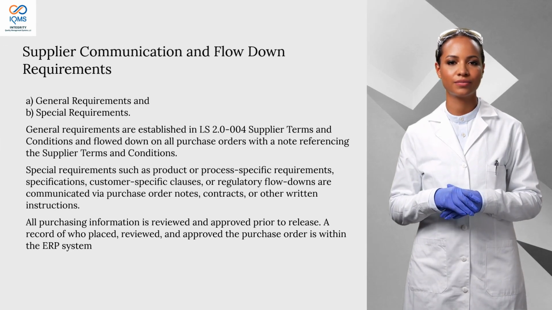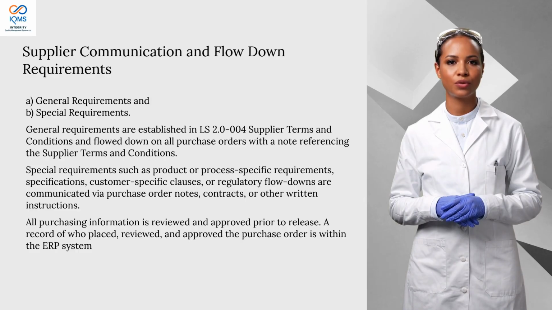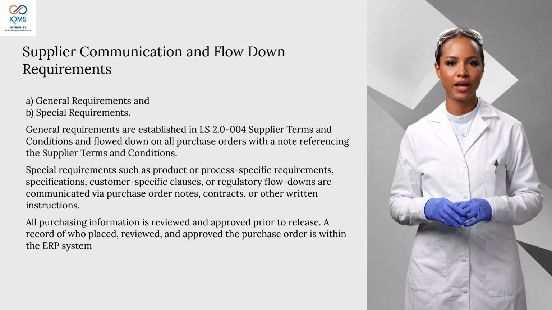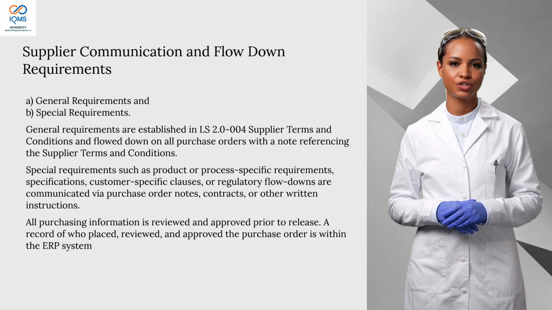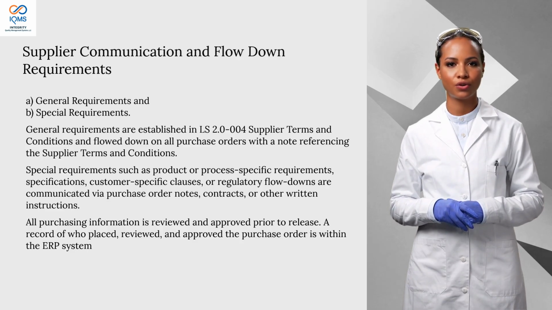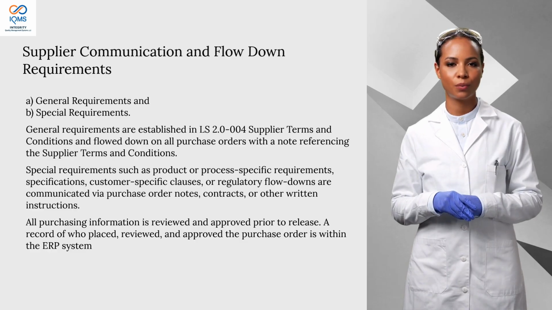The next topic is supplier communication and flow-down requirements. Here we have two groups, A. General requirements and B. Special requirements. General requirements are established in LS 2.0-004, supplier terms and conditions, and flowed down on all purchase orders with a note referencing the supplier terms and conditions. Special requirements such as product or process-specific requirements, specifications, customer-specific clauses, or regulatory flowdowns are communicated via purchase order notes, contracts, or other written instructions.